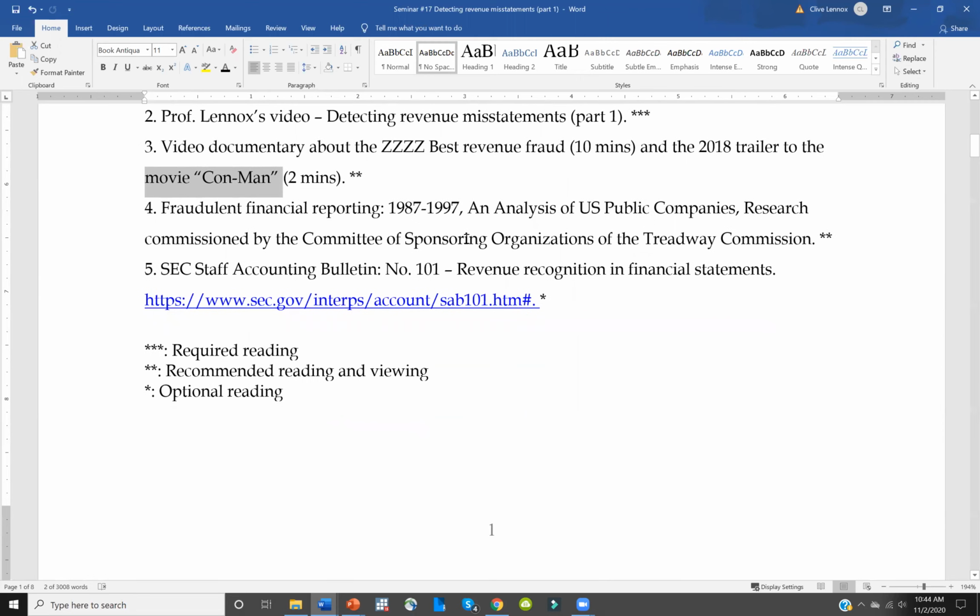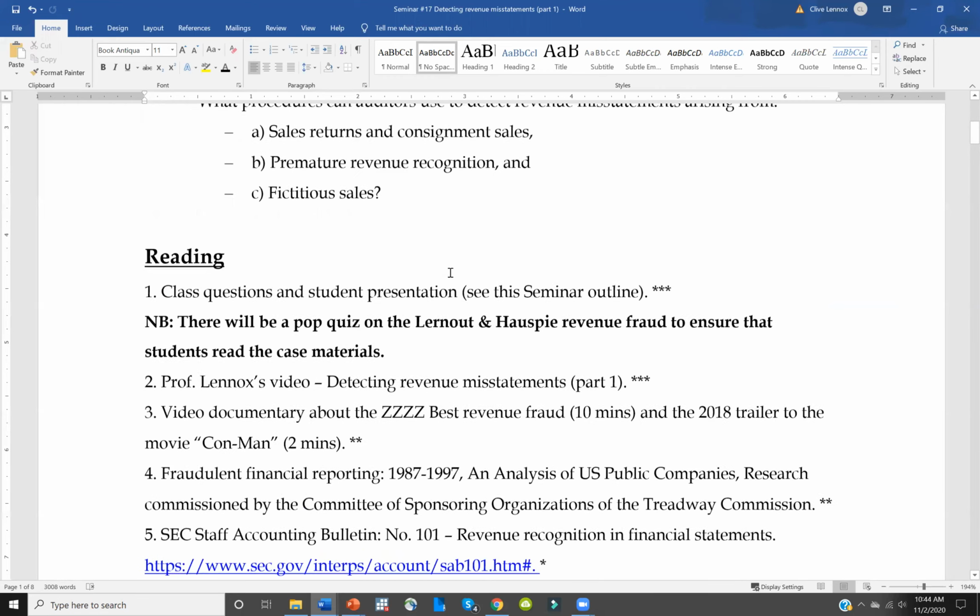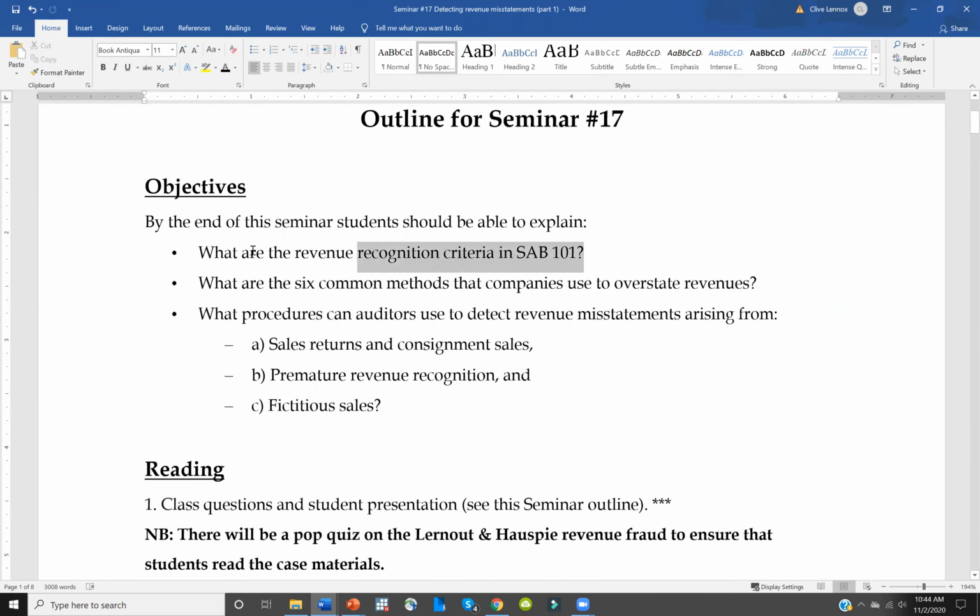There's some recommended reading from the Committee of Sponsoring Organizations of the Treadway Commission. This is a famous report that discusses how companies engage in fraud. And then there's SAB 101, which is the 5th reading here. That's going to be useful for this first learning objective here. What are the revenue recognition criteria in SAB 101?